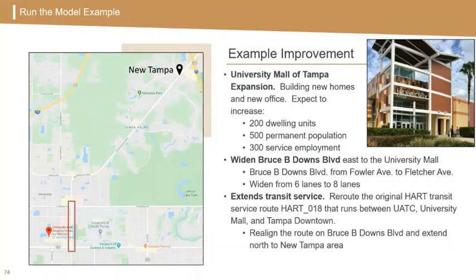Then next, to accommodate the expansion, we want to widen Bruce B. Downs Boulevard, which is highlighted here, east of this University Mall. We want to widen this road from 6 lanes currently to 8 lanes. And we would also like to have a centroid connector that connects this TAZ directly to Bruce B. Downs Boulevard, to the road.